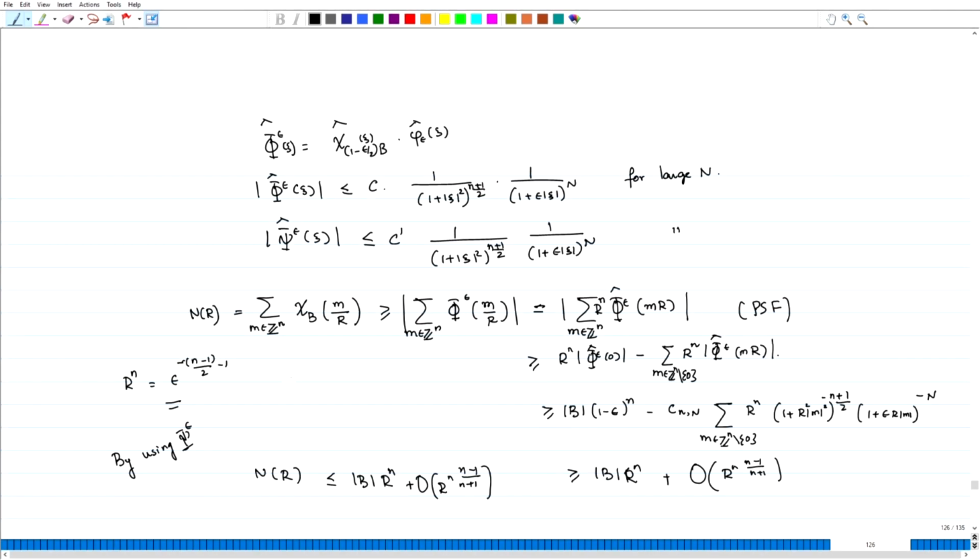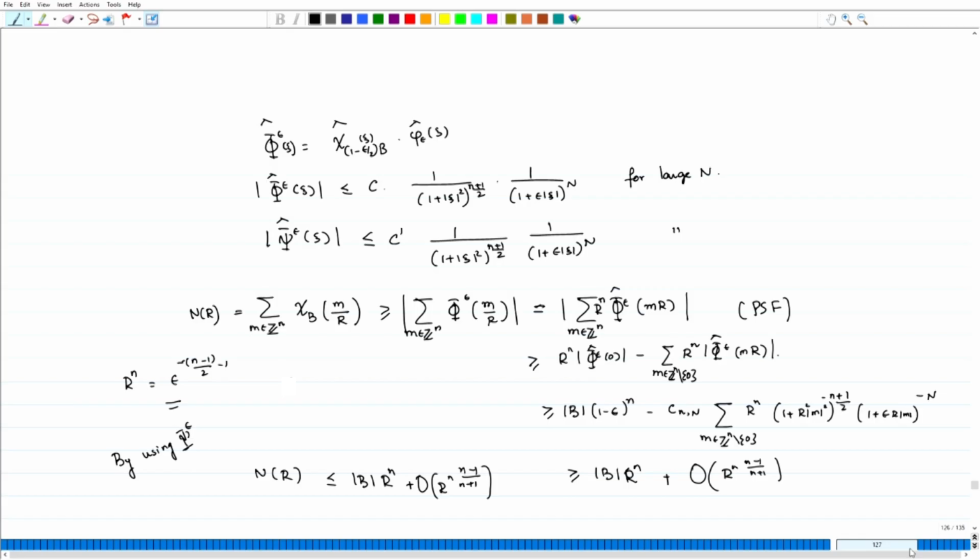So, as you can see, if we are taking dimension n equal to 2, then we can get that the number of lattice points is more or less comparable to pi times r squared plus big O of r. Okay, so that is one nice application of the Poisson summation formula, and we will see another application of the Poisson summation formula here.